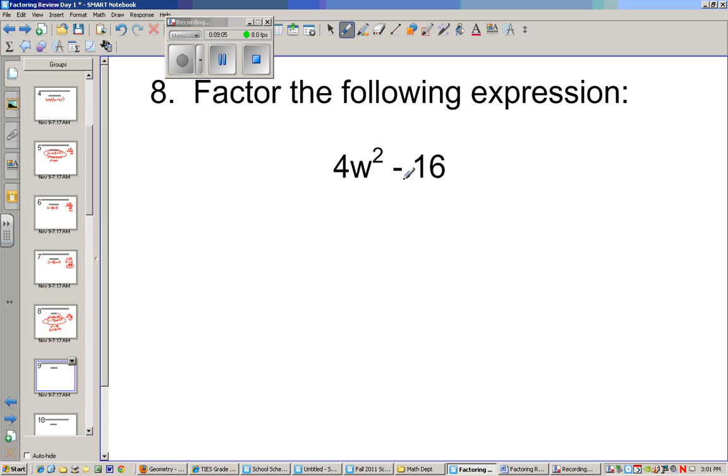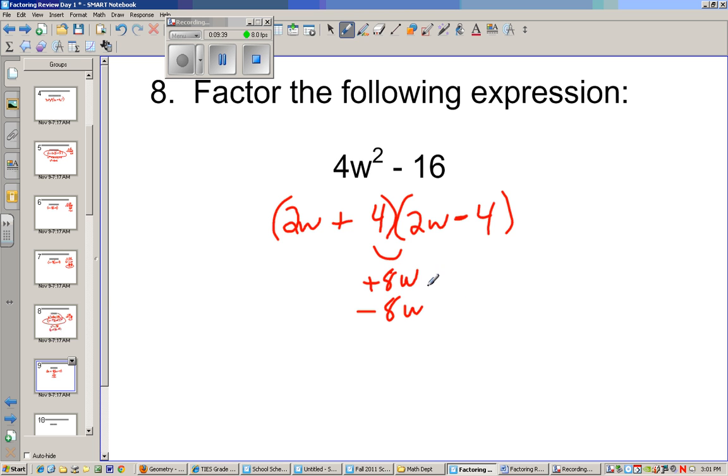Now, if I want to use that same shortcut here, we can use it. We just have to think about this 4w squared. We have to take the square root of that too. So 2w and 2w, and this one will be 4 and 4. One of them will be plus, and one of them will be negative, or addition and subtraction, and then we're done. Because 2w times 2w is 4w squared. The inside would give us positive 8w. The outside would give us negative 8w, which cancels out, and then there's negative 16.